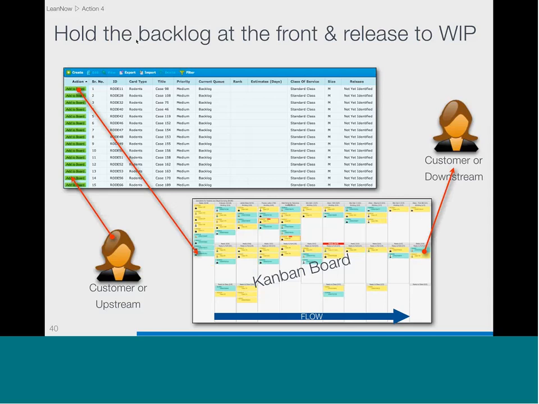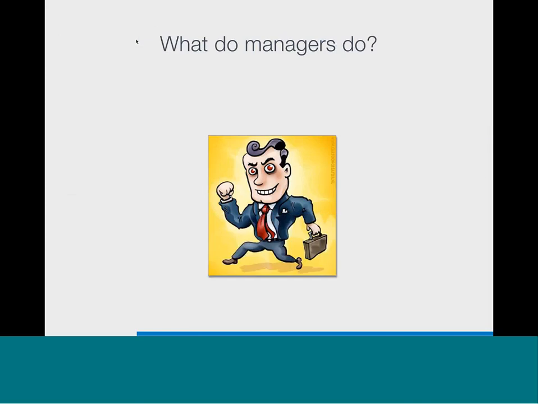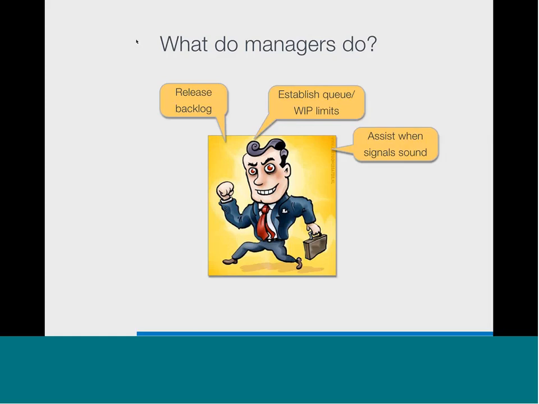So at this point, a lot of people are wondering, so what do managers do if they don't have to actually be part of deciding what work's done when and dispatching that work every day? Or what are their key jobs? Well, what's happened here is this manager person has moved from being a firefighter to more of a supporter in their role. So they will triage and release the backlog to the board, establish work and process limits and queue limits for the different columns on the board, assist when one of those signals like a column limit exceeded or a card stuck. They'll assist when those signals sound and help get the system flowing again.